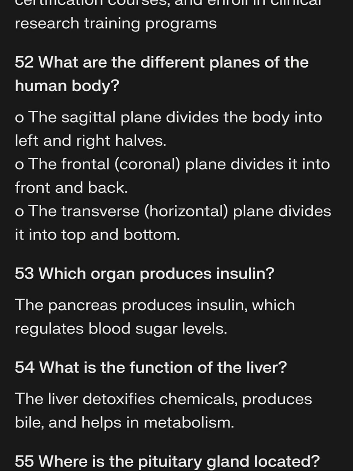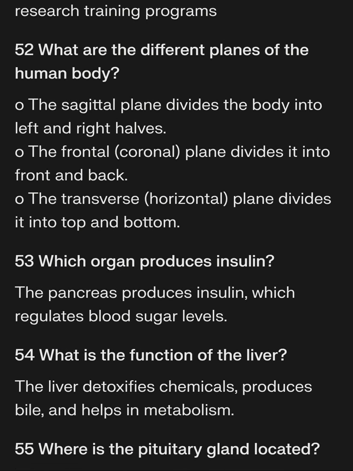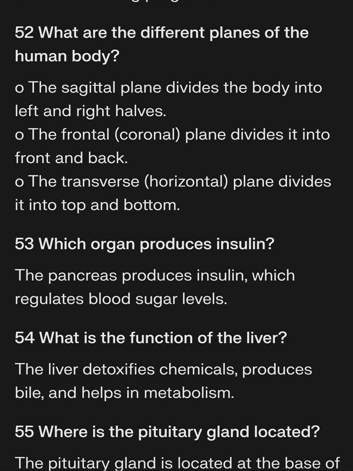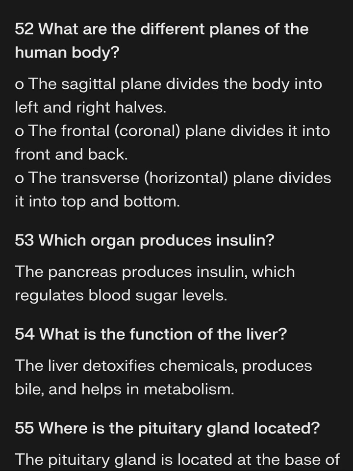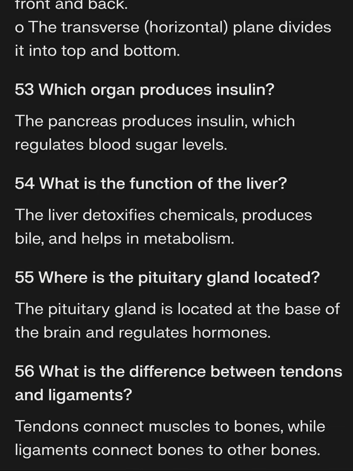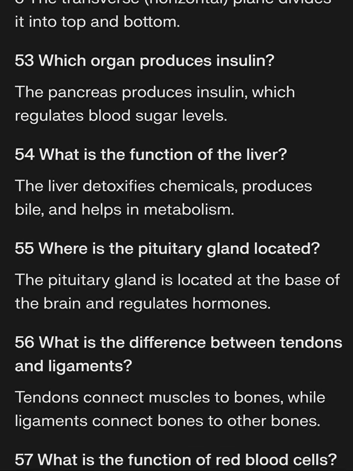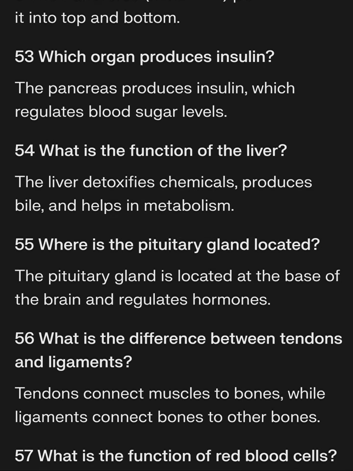52. What are the different planes of the human body? The sagittal plane divides the body into left and right halves. The frontal, coronal plane divides it into front and back. The transverse, horizontal plane divides it into top and bottom. 53. Which organ produces insulin? The pancreas produces insulin, which regulates blood sugar levels.